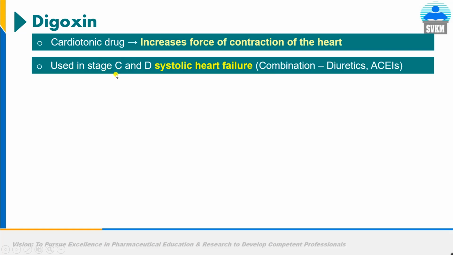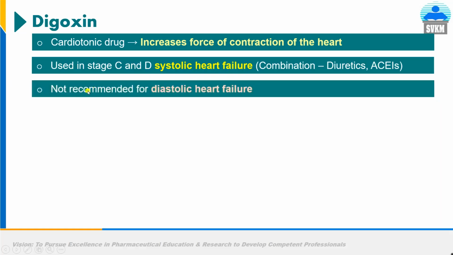In addition, digoxin is also used to manage advanced stage D systolic heart failure. Drugs like diuretics, ACE inhibitors and vasodilators are usually given in combination with digoxin. Although digoxin is used to treat systolic heart failure, it is not recommended for the treatment of diastolic heart failure, which is associated with a defect in the ventricular filling.